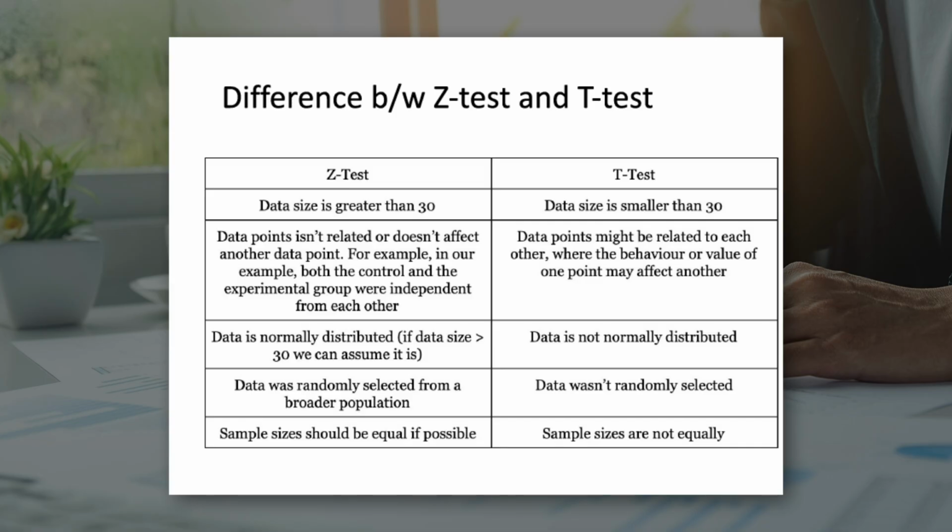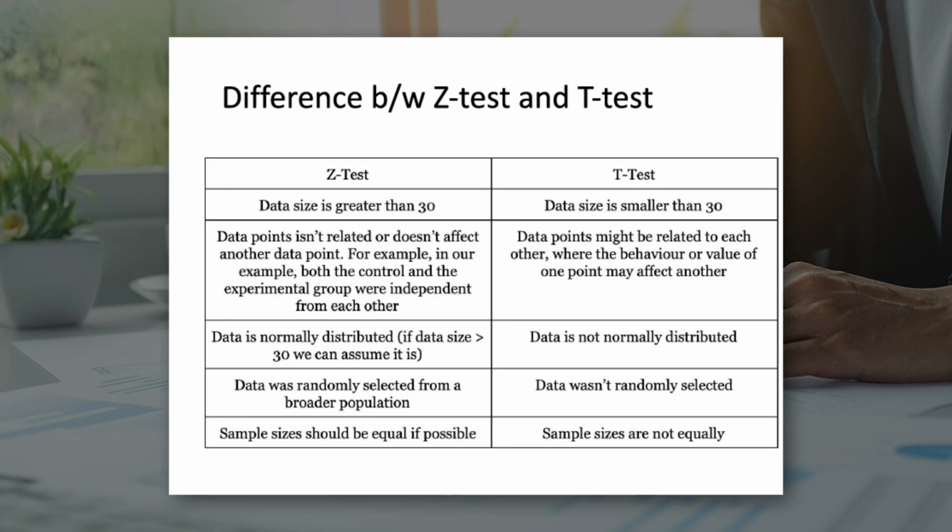If we talk about the Z test, we have already talked about data size needing to be greater than 30, whereas for T test data size is smaller than 30. So data point is not related or does not affect another data point. For example, in our illustration, both the control and the experimental group were independent from each other. And if we talk about t-test, which we are going to cover in our forthcoming session under the ambit of student t-test, data points might be related to each other where the behavior or value of one point may affect another.